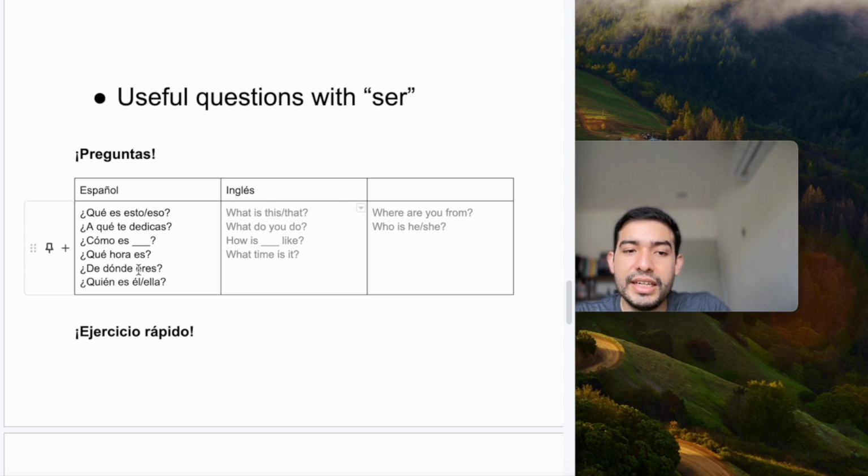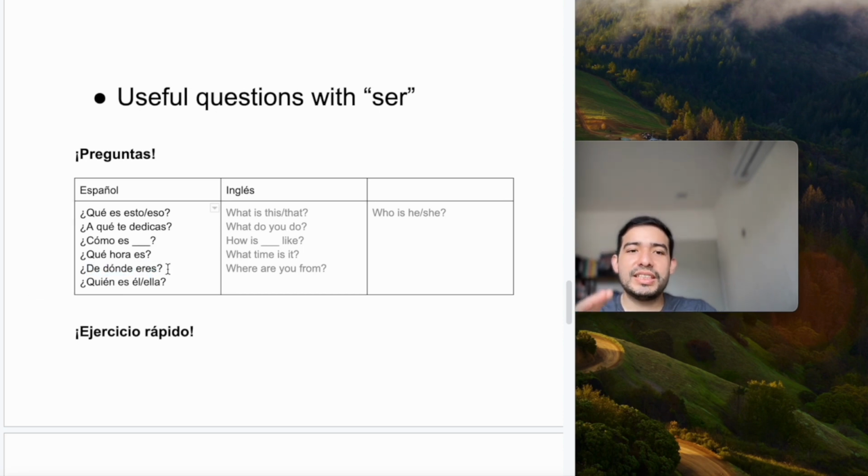¿De dónde eres? That's where are you from? De means from, right? So it is good to compare. You don't need to always translate, but the first time you run into something, it is good to compare it with your own language. In this case, I'm teaching this in English, so I will be comparing it to English. De means from. Donde means where, and eres means you are, right? So de donde eres means where are you from, but actually we're saying from where you are.